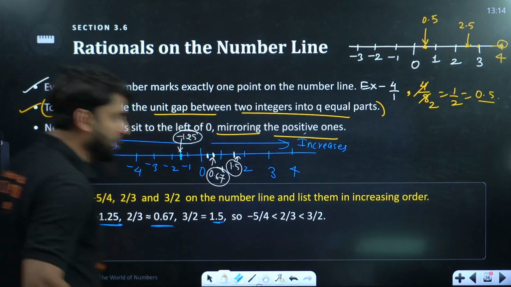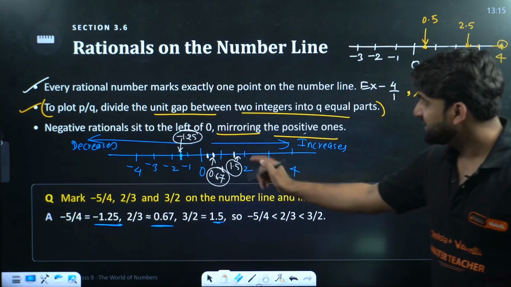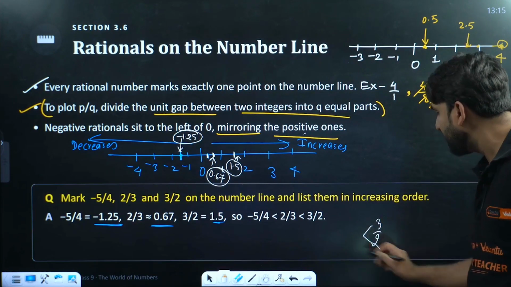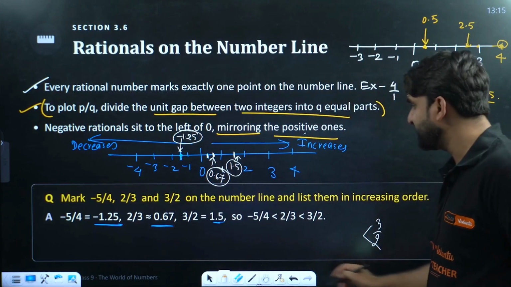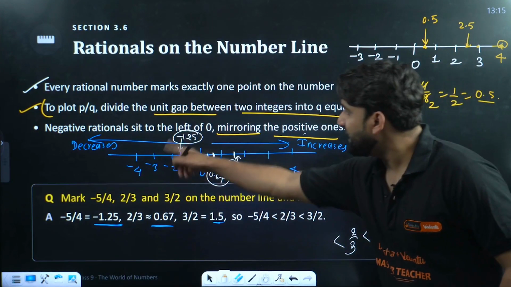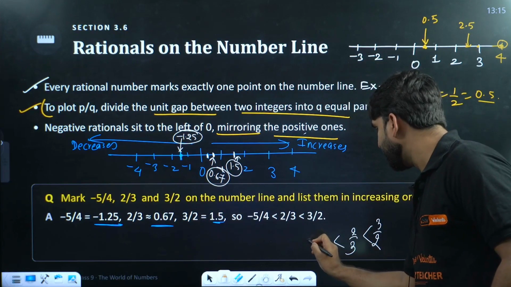So this is the lowest one. And which is the greatest one? This will be the greatest one, 1.5. So 1.5 is 3 by 2, so 3 by 2 is greater. Then this is 0.67, and 0.67 is 2 by 3, then 2 by 3 will come. And then last will come minus 5 by 4.